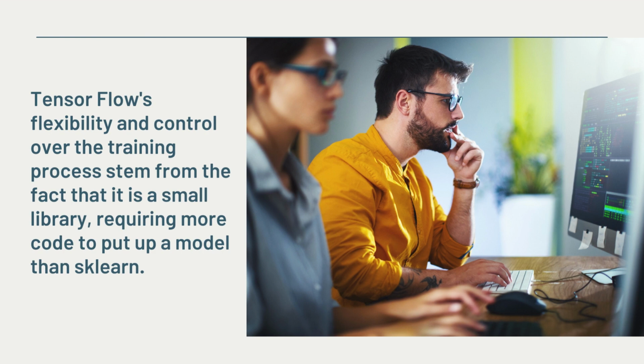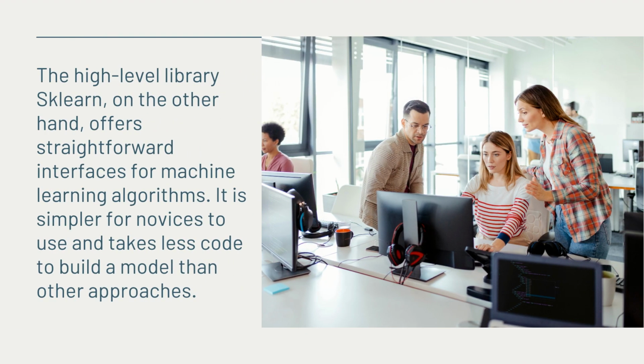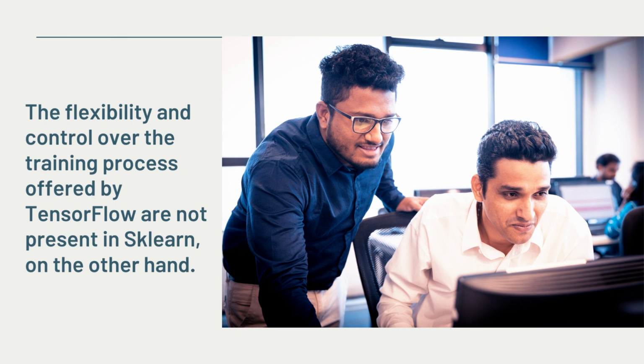TensorFlow's flexibility and control over the training process stem from the fact that it is a low-level library, requiring more code to put up a model than Scikit-learn. It additionally comes with a higher learning curve since it needs an understanding of neural network design and mathematical topics such as linear algebra and calculus. The high-level library Scikit-learn, on the other hand, offers straightforward interfaces for machine learning algorithms. It is simpler for novices to use and takes less code to build a model than other approaches. The flexibility and control over the training process offered by TensorFlow are not present in Scikit-learn.